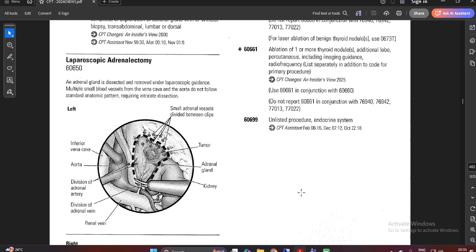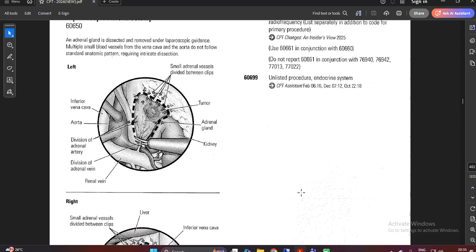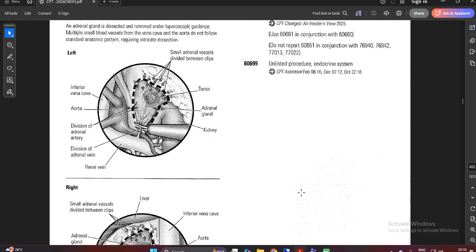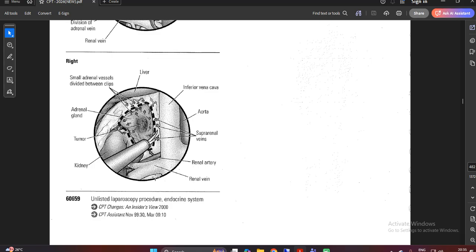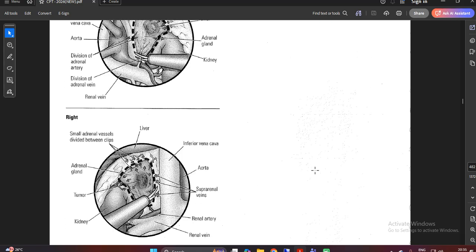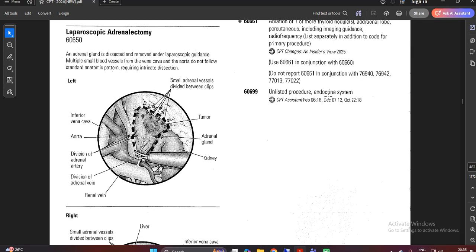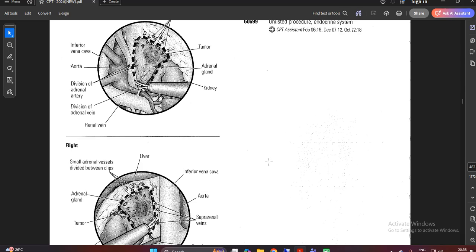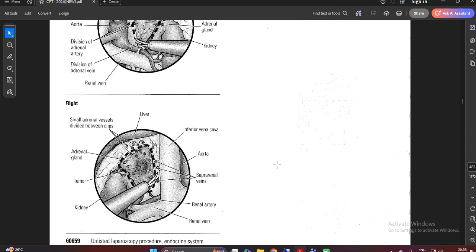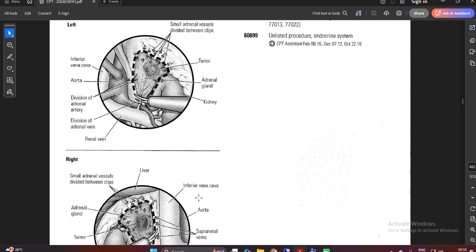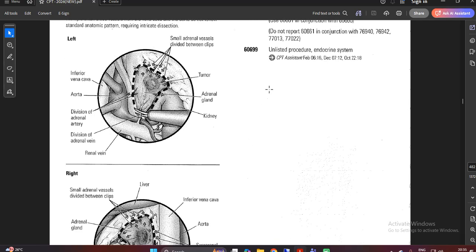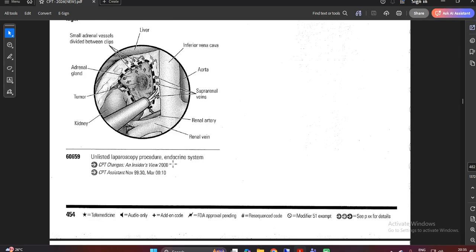Simple. Okay. So for example, if the patient is having an open endocrine system procedure and you are unable to find any code in the CPT code book, that time we need to use 60699. Just remember, 60659 is for laparoscopy procedure, unlisted code. This is for open procedure, endocrine system. See, this is also endocrine, this is also endocrine. Only difference is approach. This is for open approach, this is for laparoscopic approach.